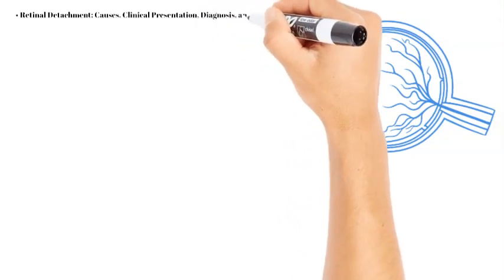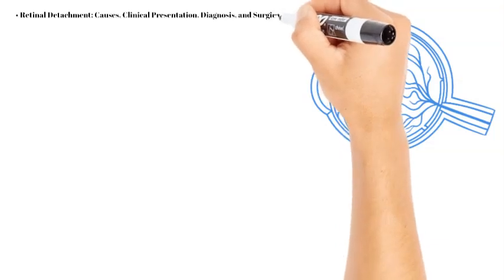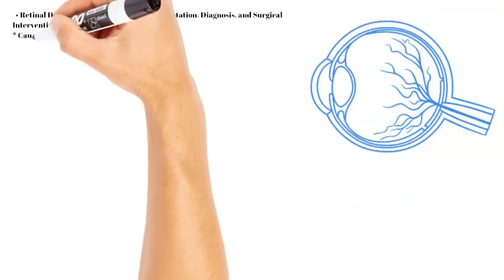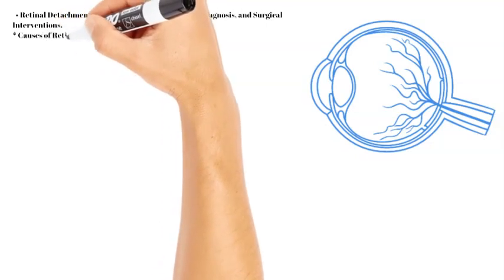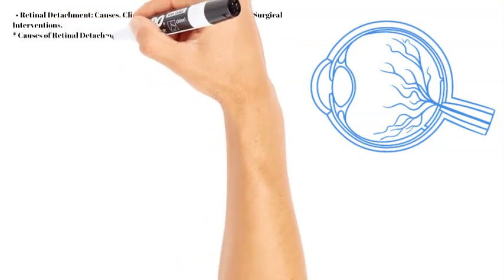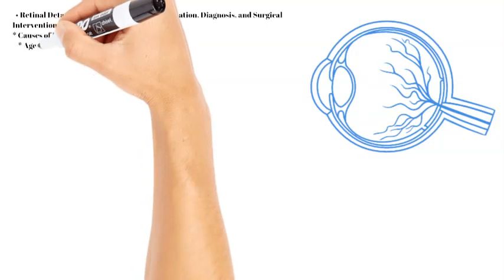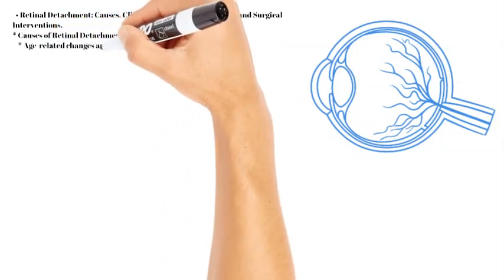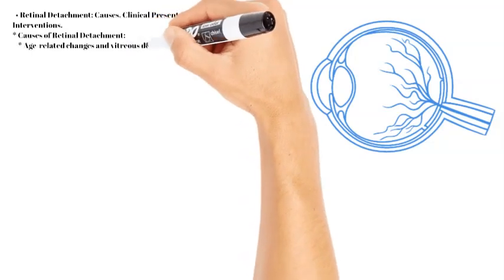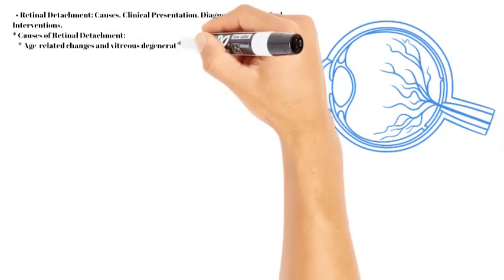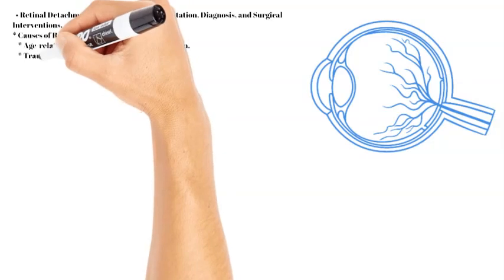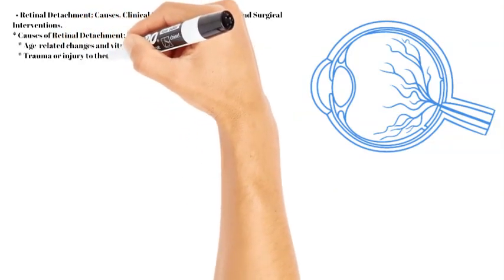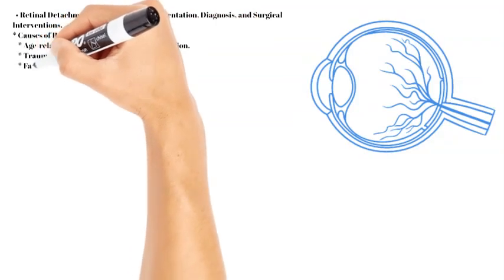Age-related changes and degeneration of the vitreous humor can lead to retinal detachment, especially in older individuals. Trauma or injury to the eye, such as a direct blow or penetrating injury, can cause the retina to detach. A family history of retinal detachment increases the risk of developing the condition. Certain eye conditions like myopia (nearsightedness), diabetic retinopathy, or previous eye surgeries can also contribute to retinal detachment.